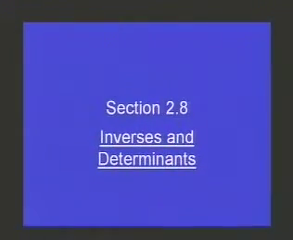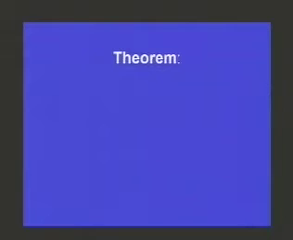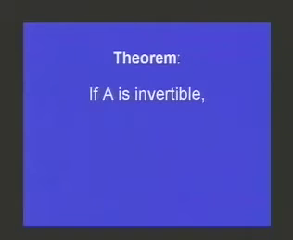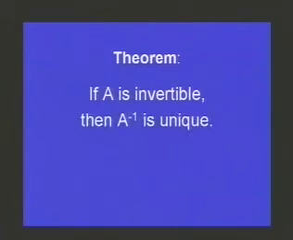Section 2.8, inverses and determinants. All right, we begin section 2.8 with a theorem. The theorem says if A is invertible, then A inverse is unique. If A is invertible, then A inverse is unique.